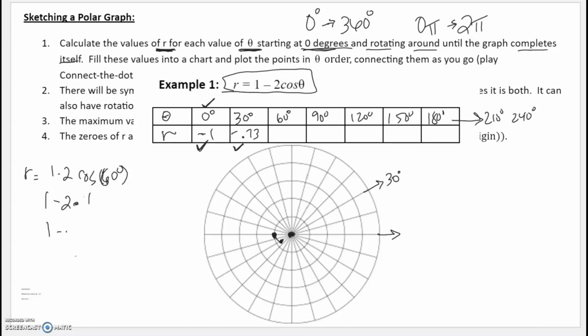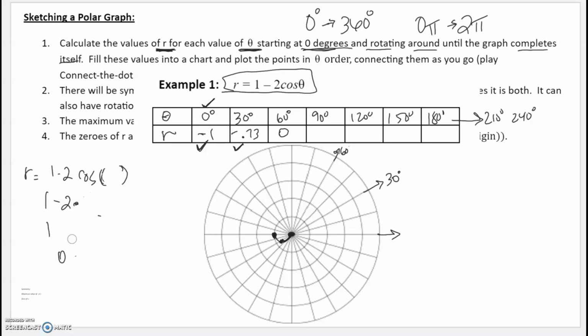All right, cosine of 60 degrees is 1/2. 1 minus 1 is 0. So at 60 degrees, I am going to have a radius of 0, which means I'm going to stand at the pole, face 60 degrees, and walk nothing. Connect the dot. A radius of 0 means you are on that inner pole and you don't get to walk anywhere. So I have this little U-shaped piece that's happening down here.